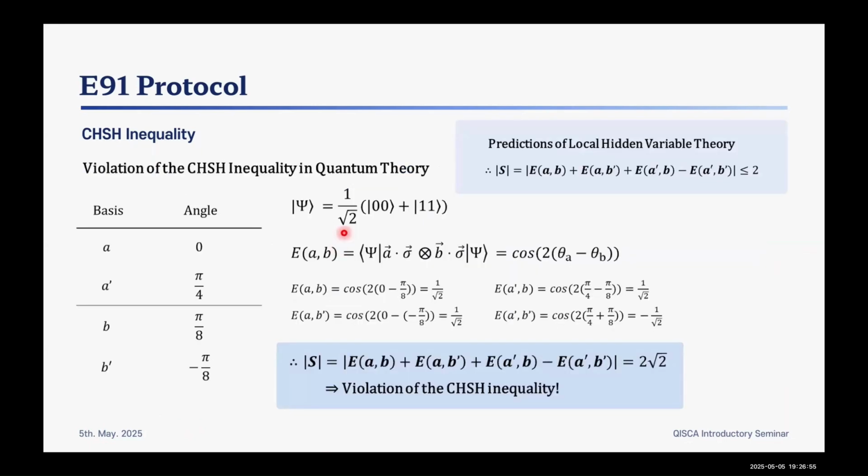But for the case of quantum theory, it's a little bit different. If we use the maximally entangled Bell state and carefully choose our measurement basis, we can achieve a maximum CHSH value of 2 times the square root of 2. The calculation here shows this result step by step, and I encourage you to try to follow it yourself. Since the value clearly exceeds the classical bound of 2, it represents a violation of the CHSH inequality and provides strong evidence that quantum mechanics cannot be explained by local hidden variable theory.